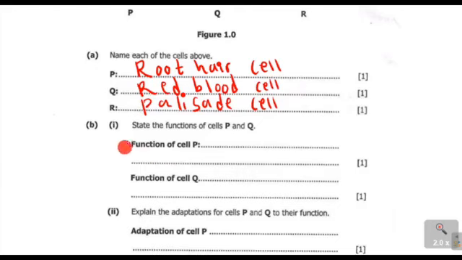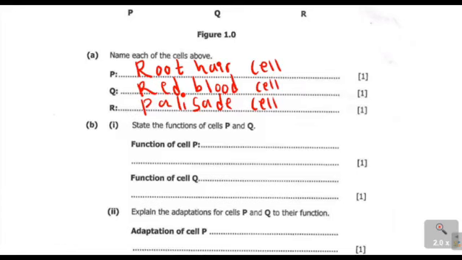All right, so this is our question B now. State the functions of cell P and Q. So cell P, we have said this is the root hair cell, and cell Q, we have said this is the red blood cell. So what is the function of the root hair cell? The function of the root hair cell is just to absorb water and mineral salts from the soil.